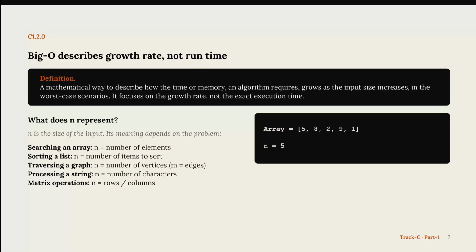When we search an array, for example, we're talking about the number of elements that we can search for in an array. For example, let's say we are searching with n equal to 5. In an array, if there are 5 elements, the order is 5. Sorting a list of n, or traversing a graph, n could mean the number of vertices. Processing a string, n is the number of characters. For example, if you're trying to understand the number of characters in a string, or trying to manipulate the reversal of characters in a string, or find the length of a string, and so on.